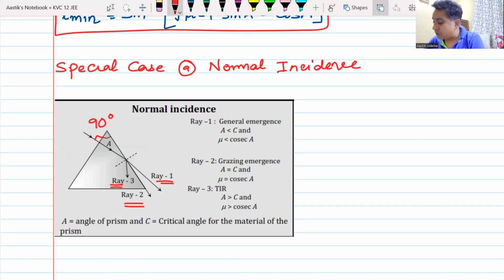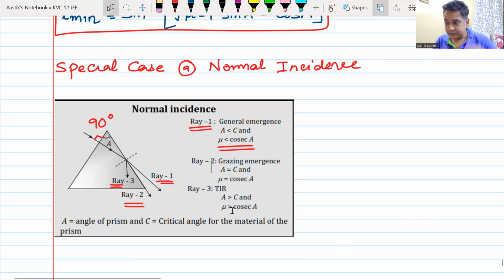What you have got to remember is that for the ray to emerge out, angle A must be less than the critical angle, or mu must be less than cosec of A. If you just remember this one condition, the other cases will come automatically. Do we understand this? So for the ray to emerge out, the prism angle A should be less than the critical angle.